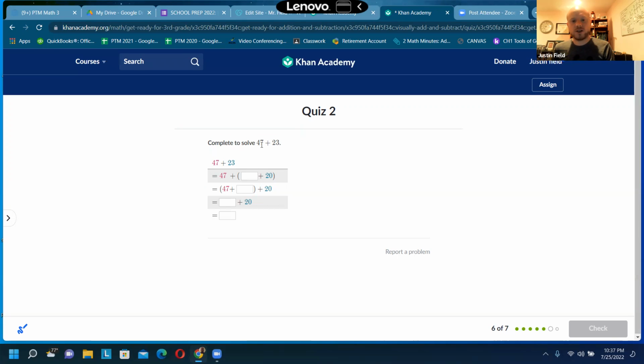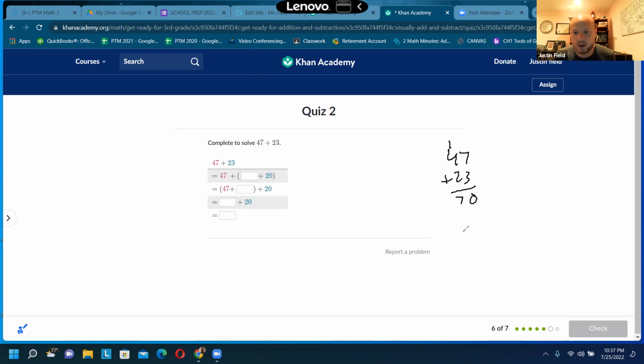Okay, complete to solve the equation. So 47 plus 23. Again, I encourage you just to go like this. All right, but they like to teach you some other strategies, and that's fine too. But it's 70, by the way. So the answer is 70.